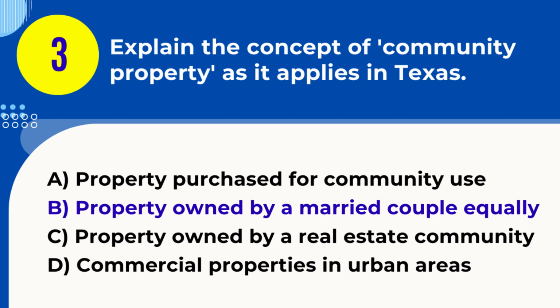Answer: B. Property owned by a married couple equally. Explanation: community property in Texas refers to the concept where most property acquired during a marriage is owned equally by both spouses, regardless of who purchased it. This includes income, real estate, and other assets.